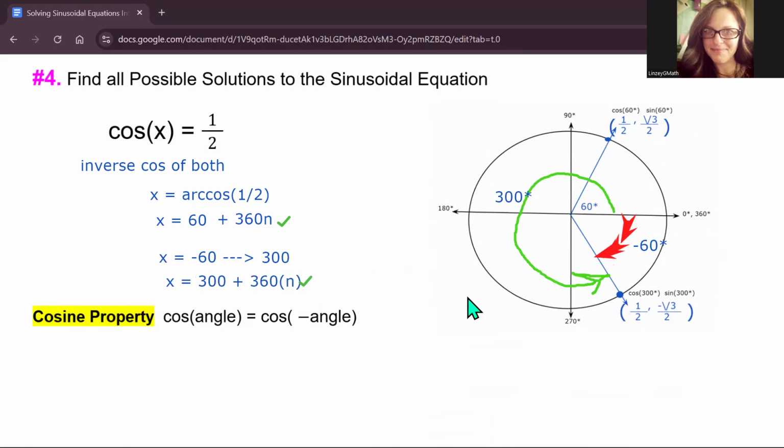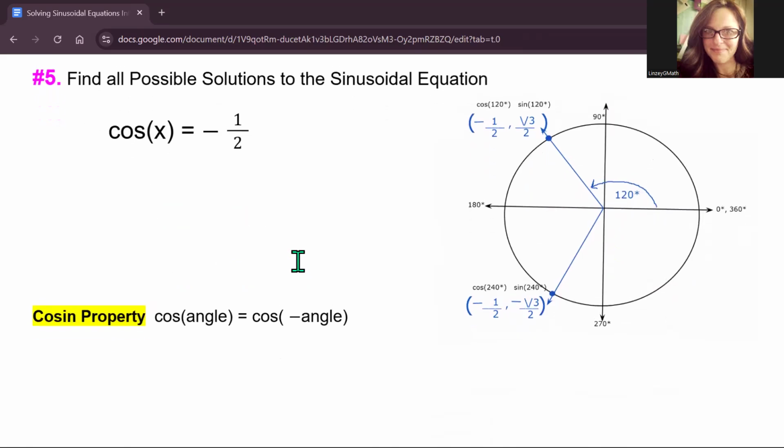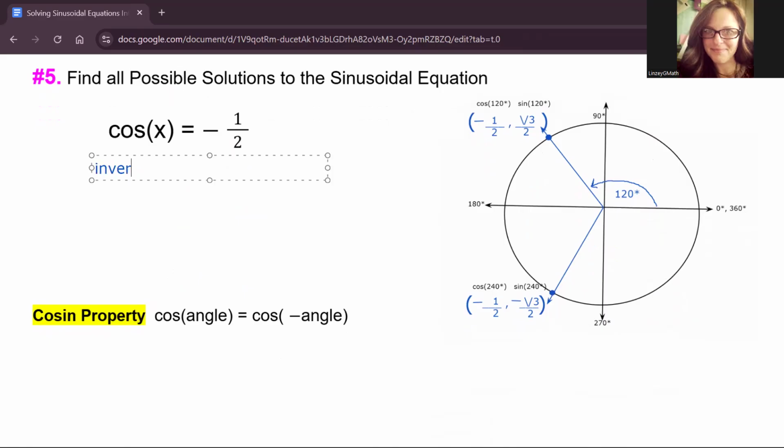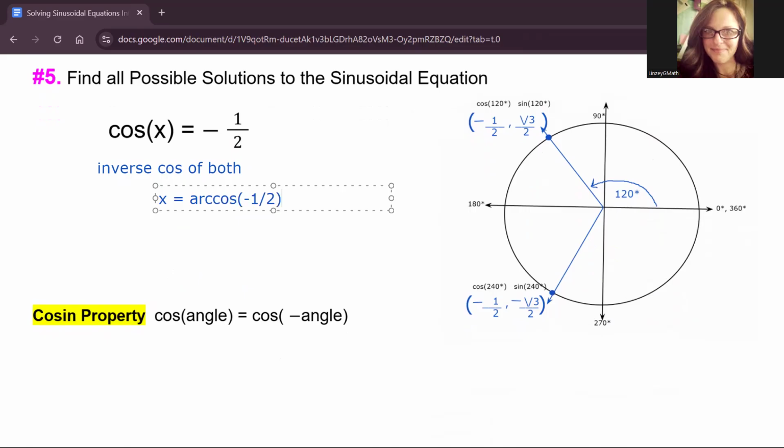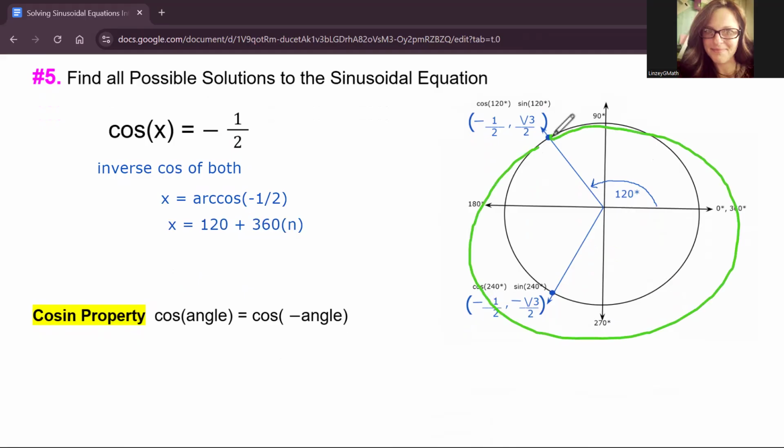Let's take a look at one last example. Last one. Solving cosine of x is equal to negative 1/2. We will take inverse cosine of both sides of the equal sign. Inverse cosine and cosine cancel out. We're left with x, the angle, is equal to arc cosine of negative 1/2. And we get x is equal to 120 degrees plus any number of revolutions around the circle that will bring us back to that point.